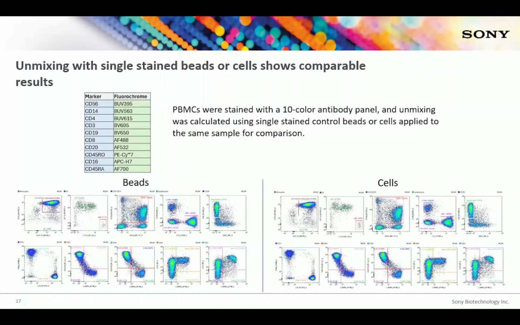So when we compare unmixing results for a 10-color PBMC staining panel using single stain controls, beads, or single stain controls, cells, to unmix the same sample, we find that they yield comparable results. This further supports the idea that either beads or cells can be used, provided that the spectral properties match the sample condition.